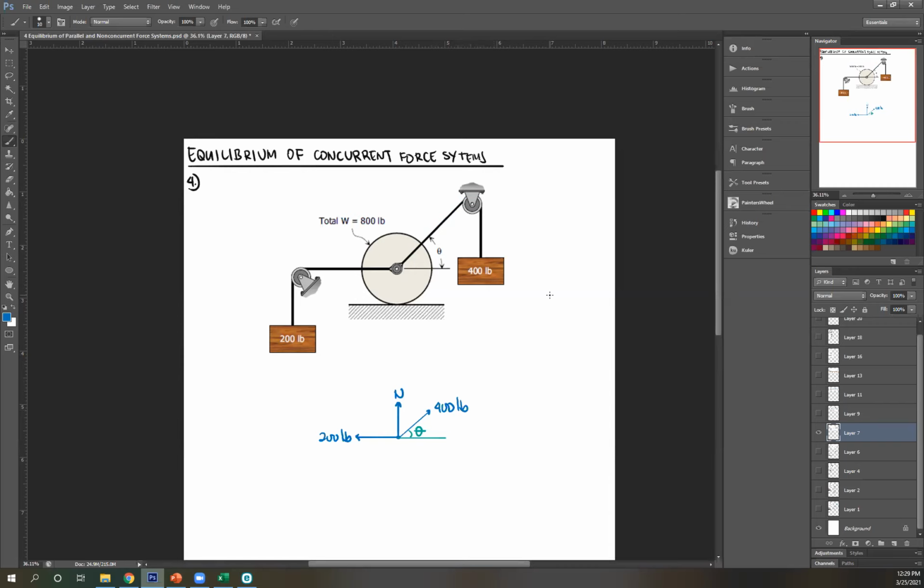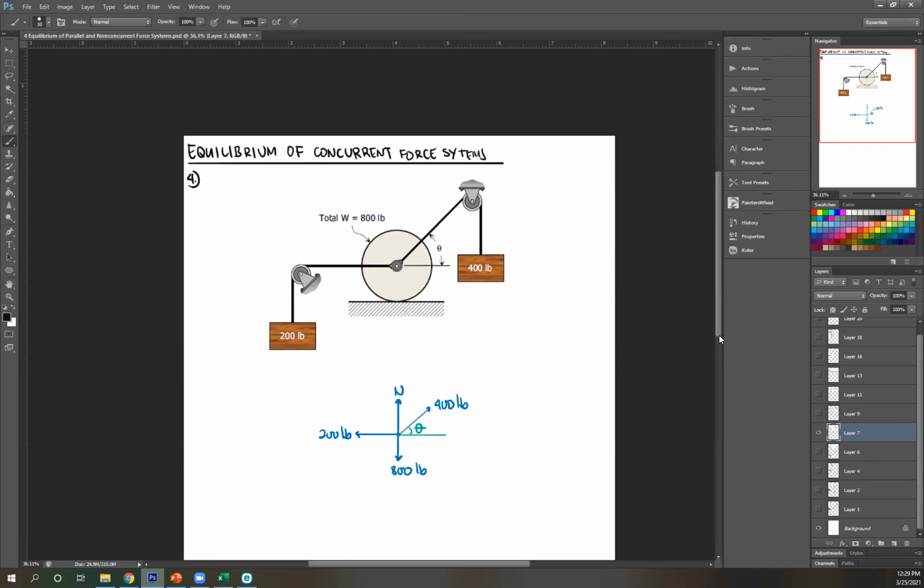Solve kayo agad. Wait lang. Okay? And then, this has a weight of 800 pounds. And remember, weight is always downward. So I'm going to draw that downward, 800. Okay? And now we have your free body diagram. And now we can use our fx equals 0 and fy equals 0 to solve.